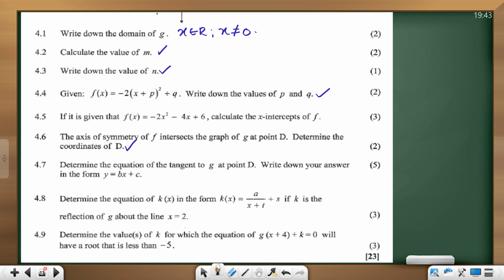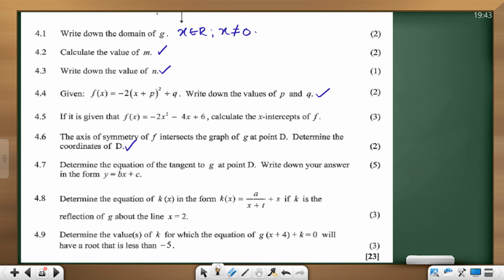The line x equals 2. Are reflecting. What's wrong? Okay, we jump to the next question.